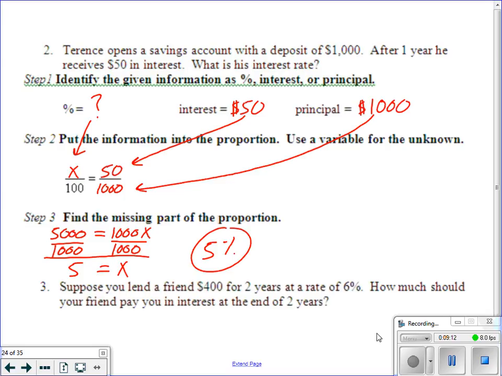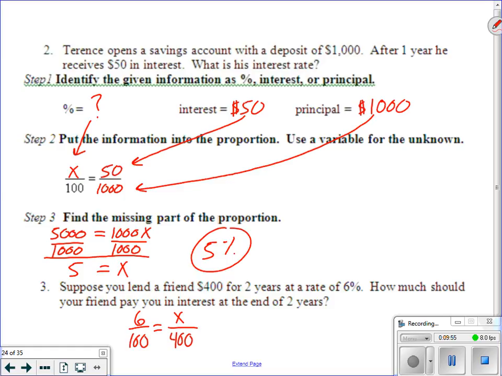Now number 3, the last example here, it says suppose you lend a friend $400 for 2 years at a rate of 6%. How much should your friend pay you in interest at the end of the 2 years? Okay? So I know my rate is 6%, so I can go ahead and do 6 over 100. And I know that my principal is $400 because that is the amount that I lent to my friend. So what we're looking for here is the interest.